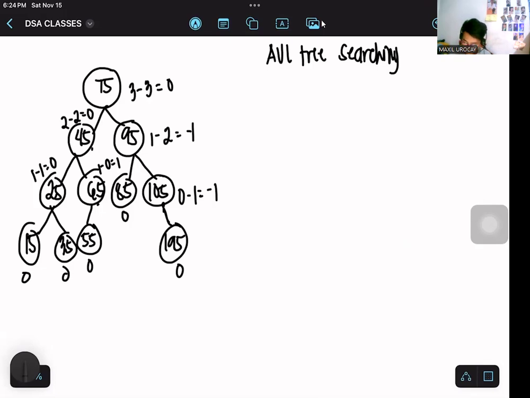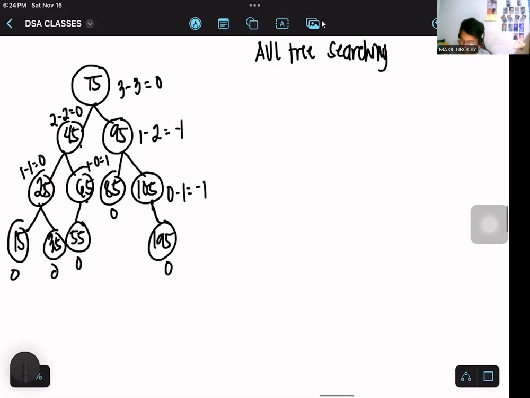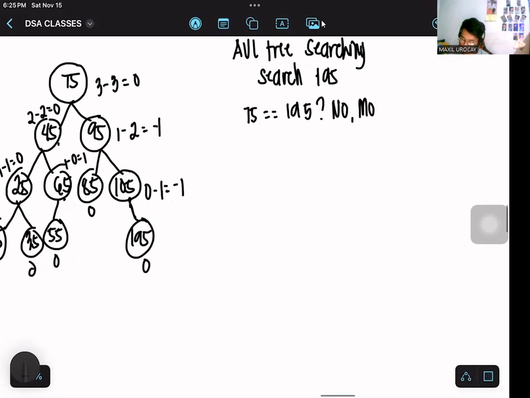Suppose that we'll begin to search. This is the resulting tree in the previous discussion. And suppose that you search for the key element 195. You just have to begin from the top element, the root node. You have to compare: is 75 equal to 195? No. Since 75 is less than 195, you have to move right.